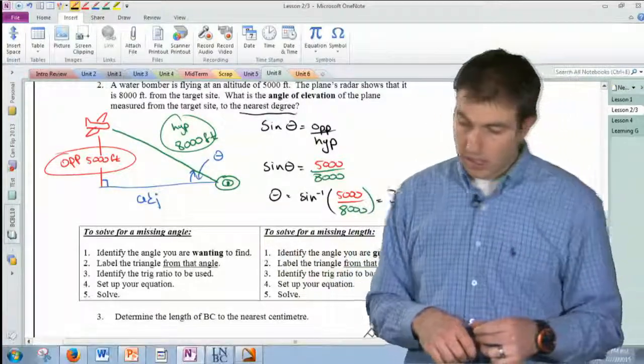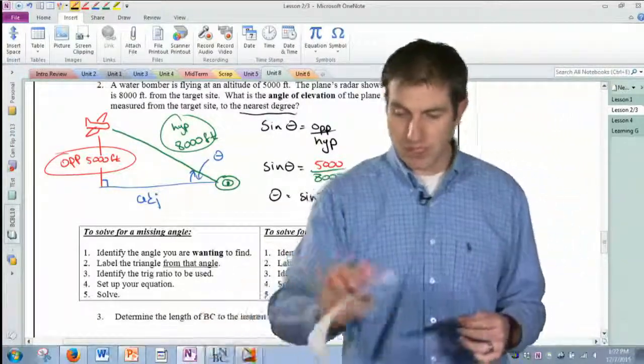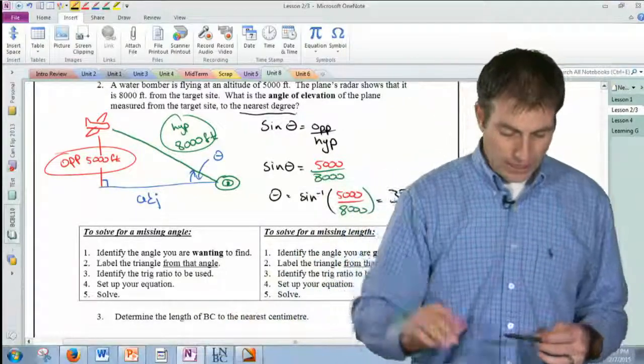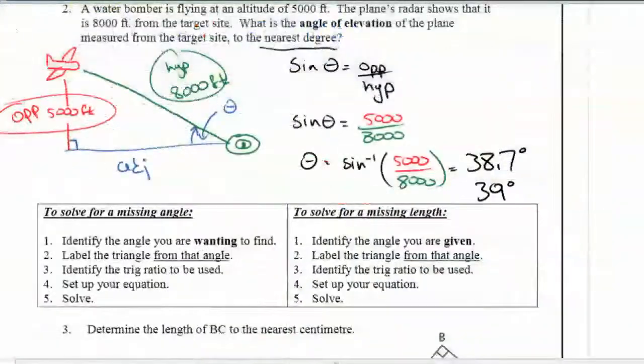So I guess some notes here. To solve for a missing angle, identify the angle you want to find, label the triangle from that point, or from that angle, identify which trig ratio you're going to use, so you're going to have two sides, set up your equation and solve. So those are finding missing angles. To find a missing length, you need to identify the angle you're given, label the triangle from that angle, identify the trig ratio, set up your equation and solve.